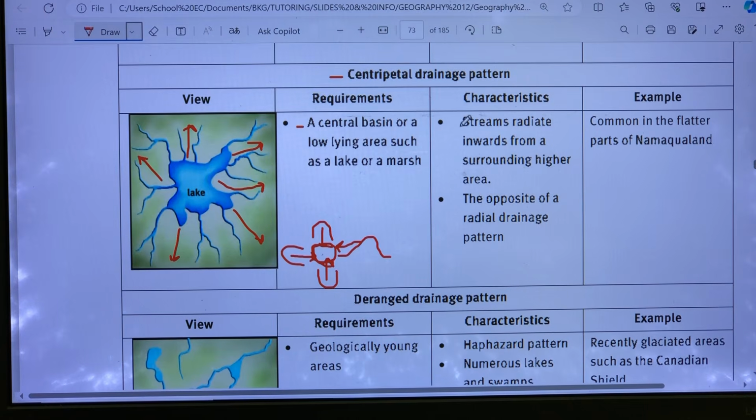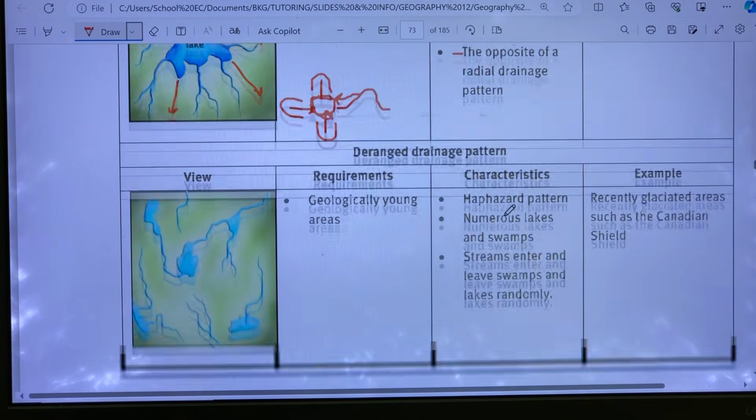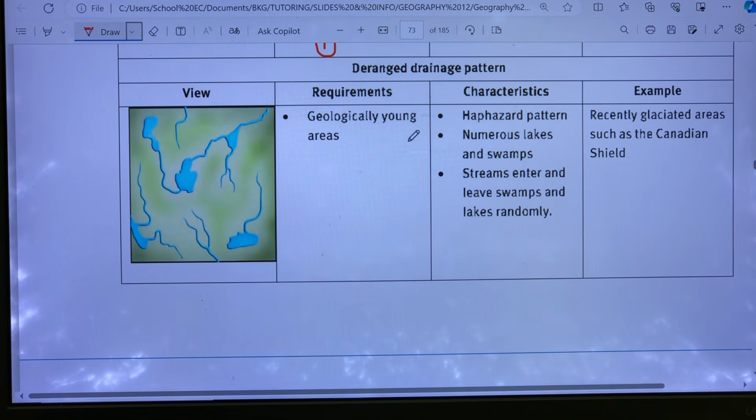That's how it goes. So the characteristics: streams radiate inwards from high-lying points, from the surrounding high area. It is the opposite of a radial drainage pattern, as I told you. Don't confuse the two, okay? Be careful. An example of this is common in the flatter parts of Namakwa Land, because Namakwa Land has many high-lying areas formed by this kind of geology.